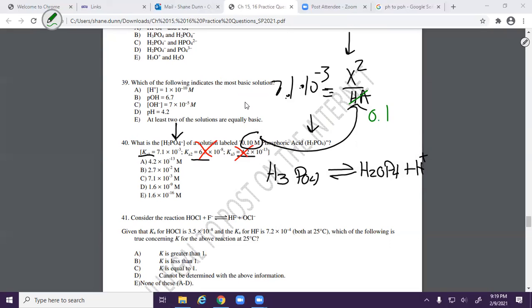Sure. Whoa, I got a call. One second. Of course my phone just decides to die right now. 2.7 times 10 to the negative 2. That looks good to me.